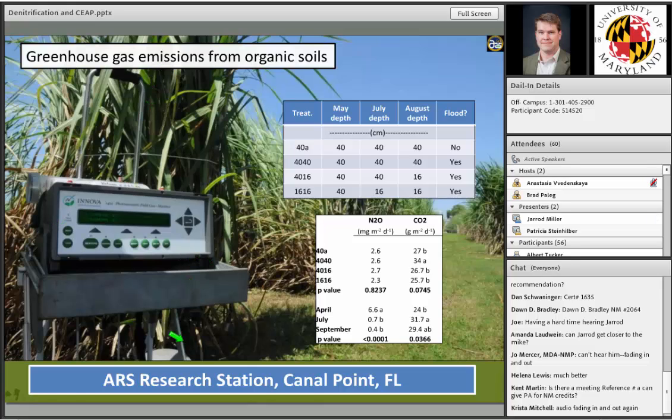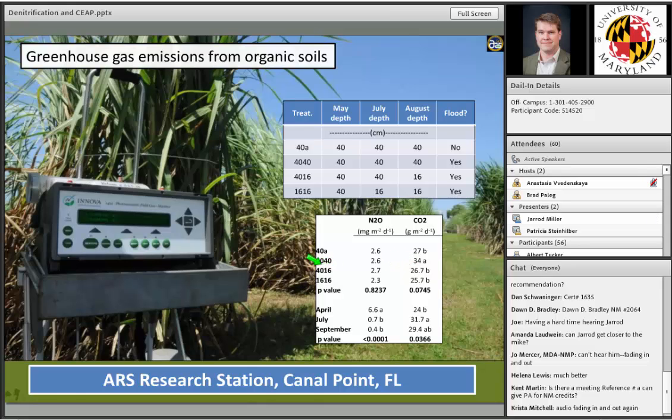Again, the variability in these treatments, even with moving the water table around, and here's your water table treatments, there's no difference in nitrous oxide emission. The variability is just too great. Carbon dioxide was a little higher in the 40-40, which was flooded occasionally, which might just indicate that moisture coming in and out helps keep the microbes active.